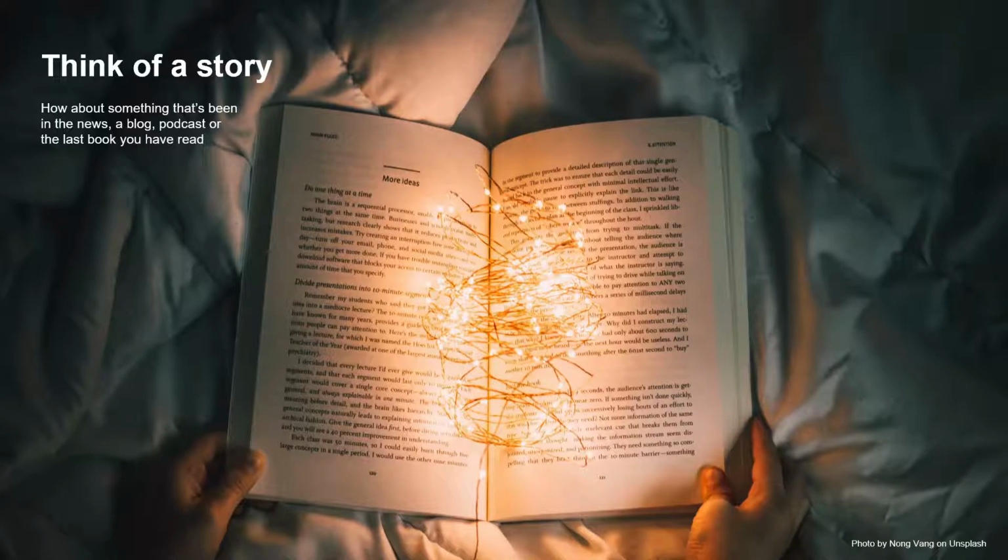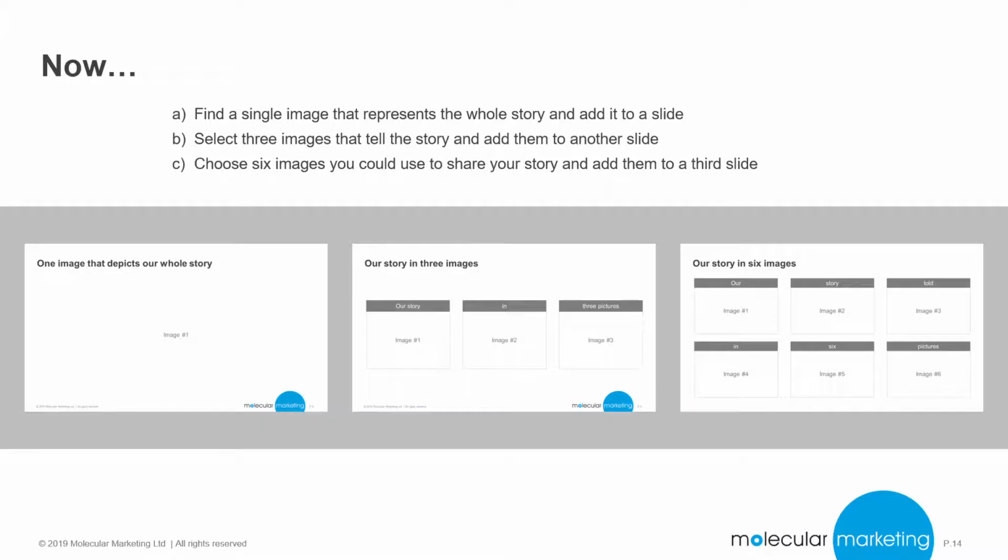Okay, so now it's your turn. Think of a story or a topic you'd like to illustrate. It could be something that's been in the news, a blog, a podcast, or maybe it's the last book you've read. And find a single image that represents the whole story and add it to a slide. Select 3 images that tell the story and add them to another slide. And then in the third slide, choose 6 images to share your story.